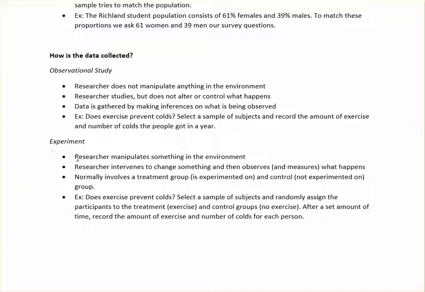An experiment is where the researcher manipulates something in the environment. The researcher would intervene to change something and then observe and measure what happens. It normally involves a treatment group, which is experimented on, and a control, not experimented on group. So for our does exercise prevent colds, we would select a sample of subjects and randomly assign the participants to the treatment, exercise group, and control, no exercise group. After a set amount of time, we would record the amount of exercise and the number of colds for each person. So here we actually would have manipulated something.